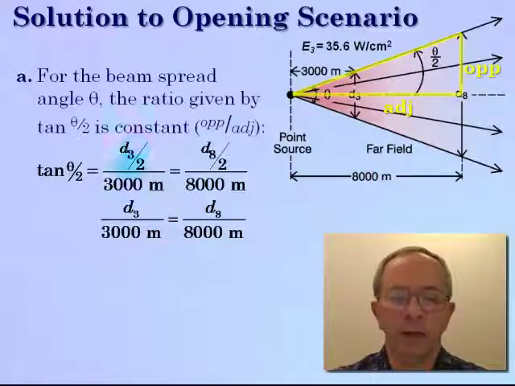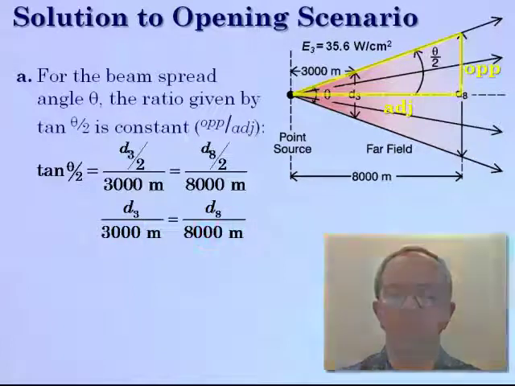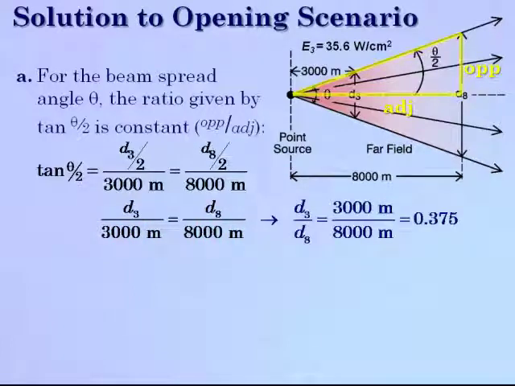So we can see that the divided by 2's will cancel out, and what we're really left with is two ratios, d3 over 3,000 meters equals d8 over 8,000 meters. And we can rearrange that by multiplying and dividing by the different terms and end up with d3 over d8 is equal to 3,000 to 8,000 meters, or the constant of proportionality, 0.375.